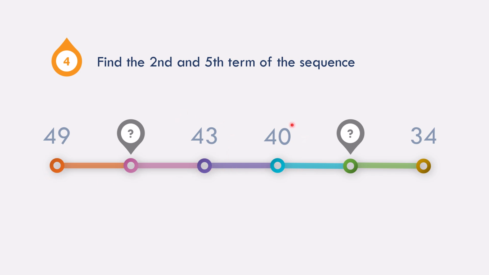So, 43 minus 40. To get 40, we need to subtract 3. So, 43 minus 3 is 40. So, there is a possibility that the pattern is we need to subtract 3. So, let us try. 49 minus 3 is equal to 46. Minus 3, 43. Minus 3, 40. Minus 3 is 37. Minus 3, the answer is equal to 34. So it means the second term is 46 and the fifth term is 37.